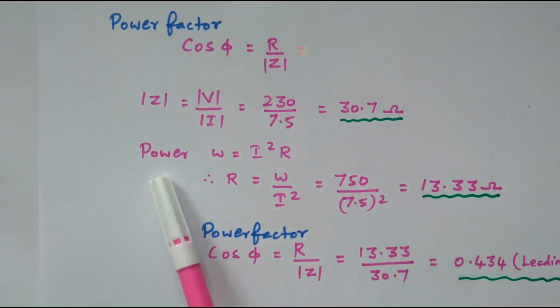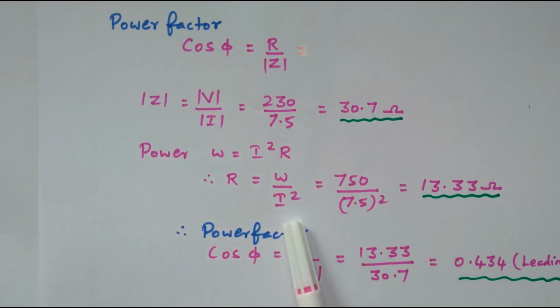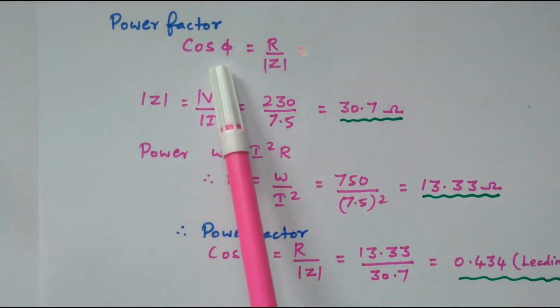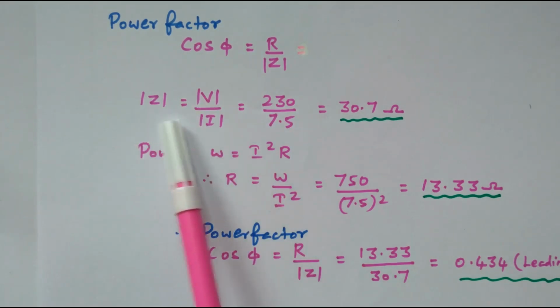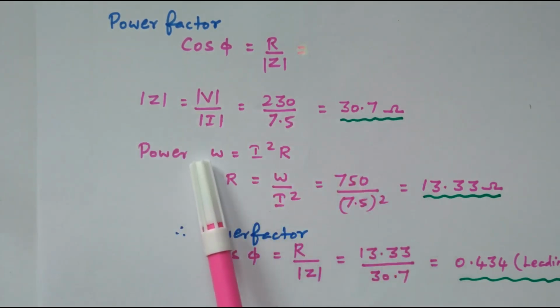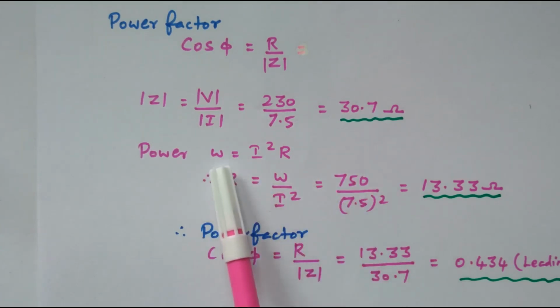The power is given: W equal to I square R. From that, R equal to W by I square. So 750 divided by 7.5 square is 13.33 ohm. So the R value is 13.33 ohm. So the power factor is cos phi equal to R by Z. First we calculated the Z value, the impedance. From the power given, the power dissipated in the resistor, 750 watt, we calculated the R value also.